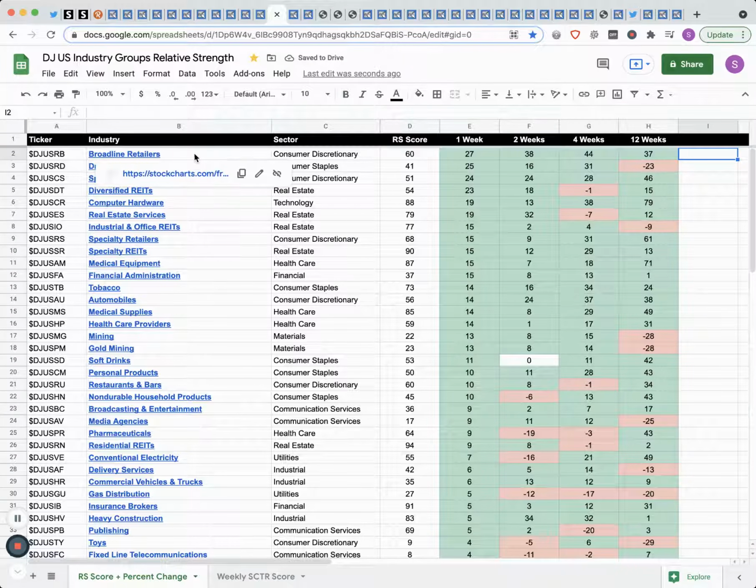You can see where the strength over the last week has been. Broadline retailers is the group that Amazon belongs to, so Amazon dominates the weighting of that group. That's why that one has moved up considerably. I think that's been the strongest for the last 2 weeks as Amazon's been starting to recover. Again, computer hardware, as I highlighted, you've got a lot of REITs in here, so real estate names have been moving up strongly over the last week.